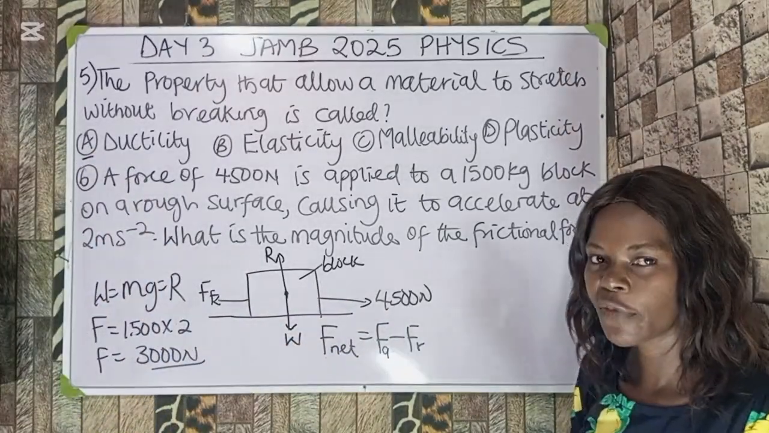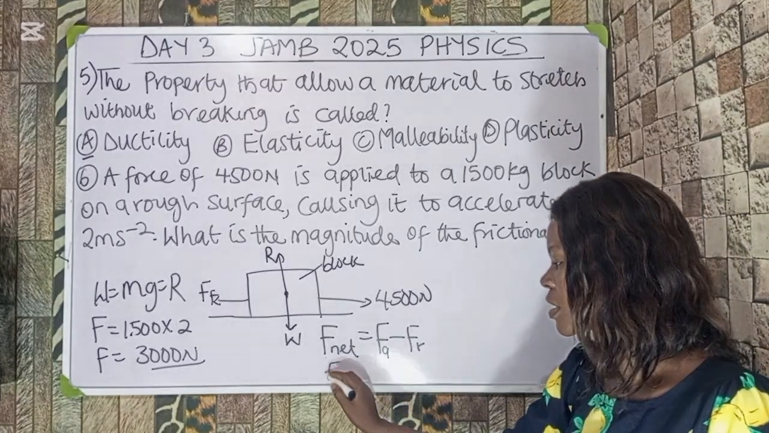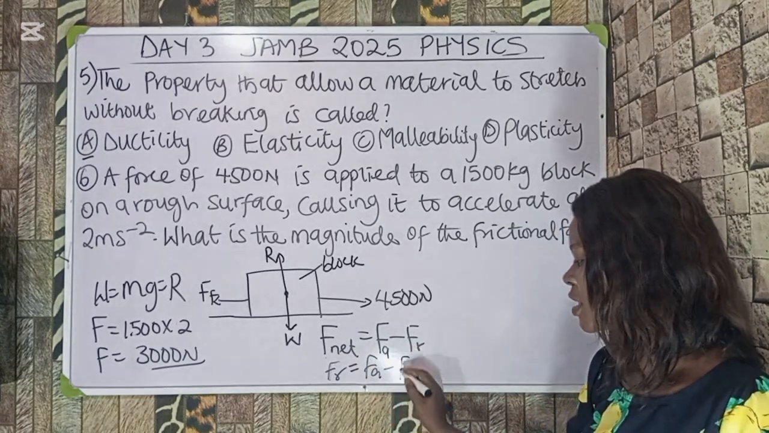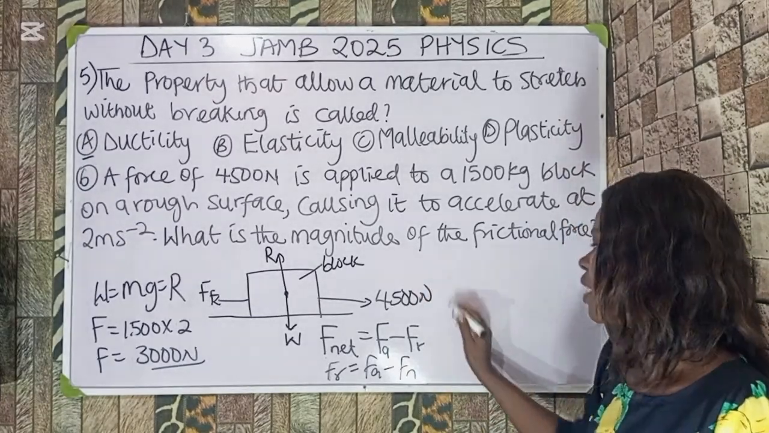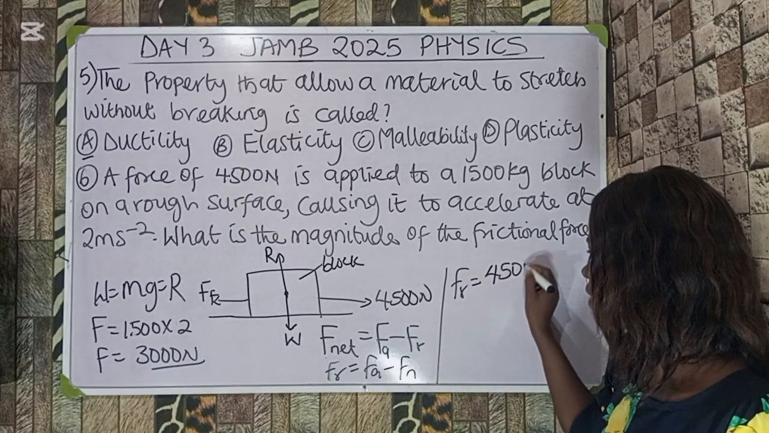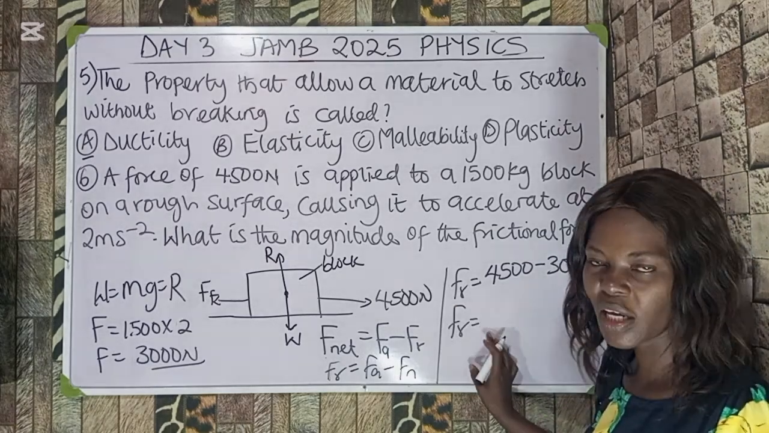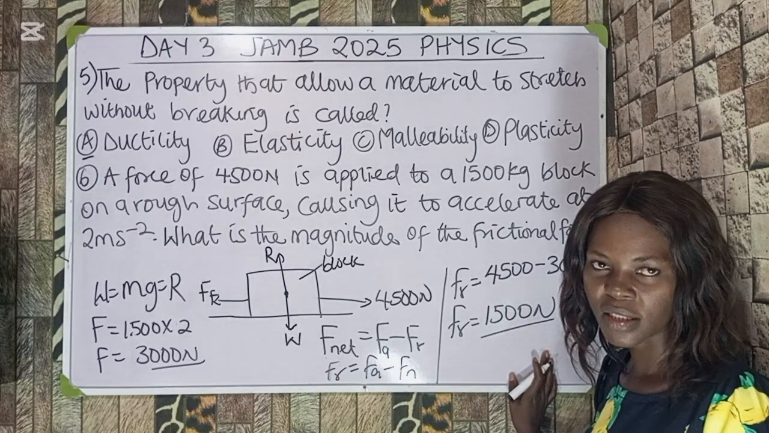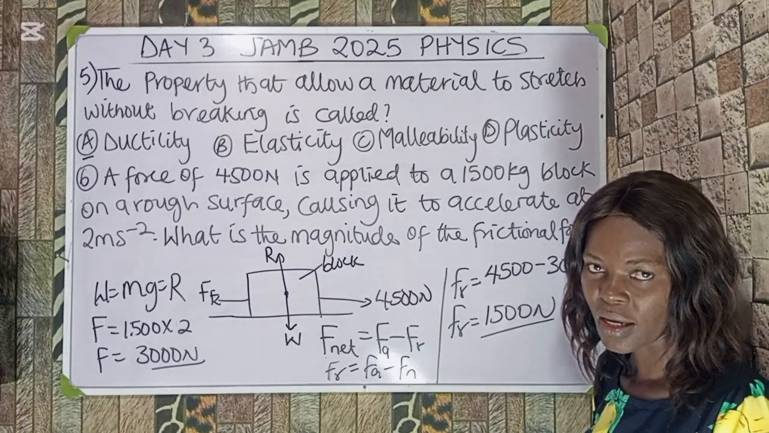4500. So for me to get the frictional force, I'm going to make it the subject simply by saying what? My frictional force Fr is equal to what? My applied force minus what? The net force acting on the body. Is that clear? This is the applied force 4500, okay? Now we're going to say that the frictional force is equal to the applied force, which is 4500 minus the 3000. Is that clear? The frictional force on this body becomes 1500 Newton. Do you understand what I explained? So if you come across a question this way, this is how you are going to solve it. I hope that is clear.